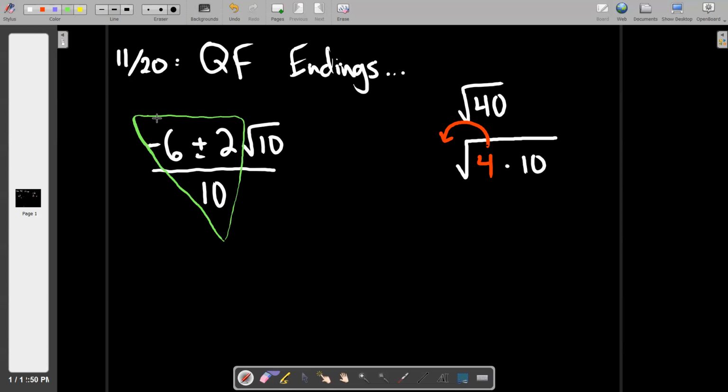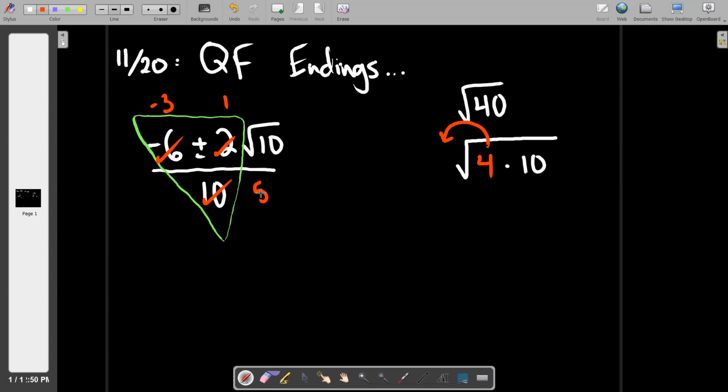And what do we do inside the Dorito? In this case, half it, right? Sometimes it would be divide everything by 4 or whatever the situation is. In this case specifically, all the numbers in the Dorito can be divided by 2. So -6 is going to become -3, 2 is going to become 1, and 10 is going to become 5, right?